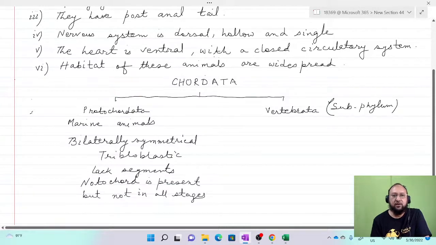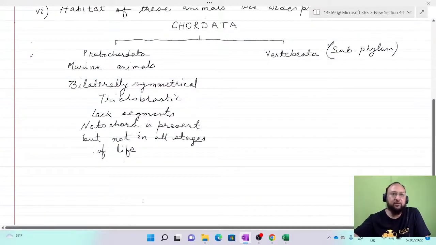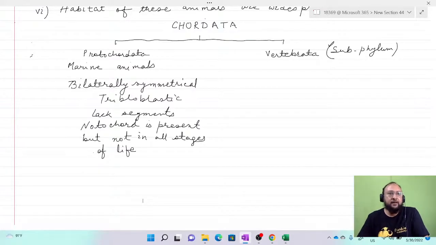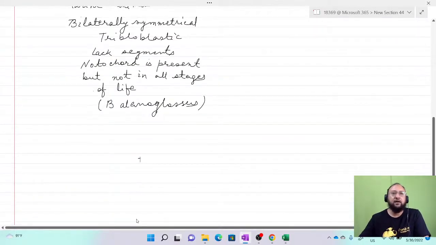So this is about the protochordates, and the most common example is Balanoglossus, also called acorn worm. This is the example. Now we will study about the subphylum Vertebrata.